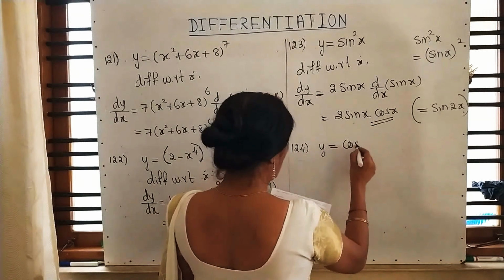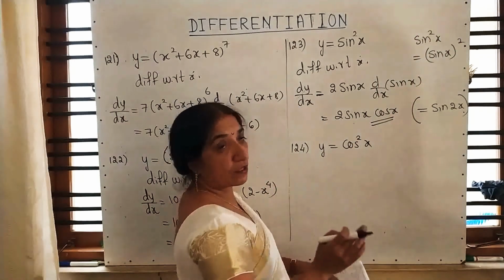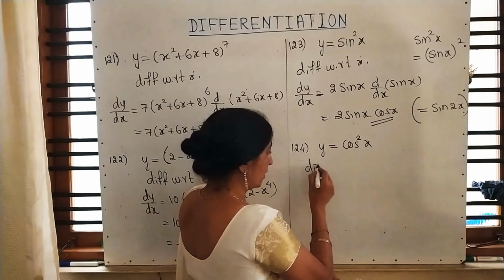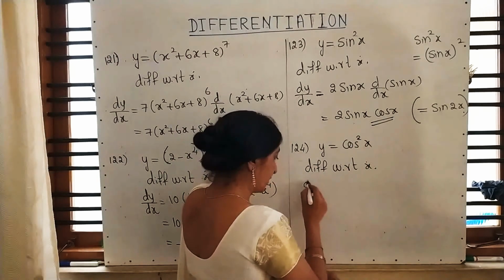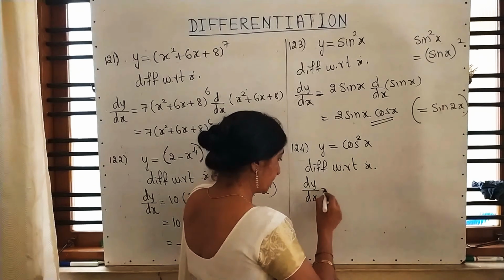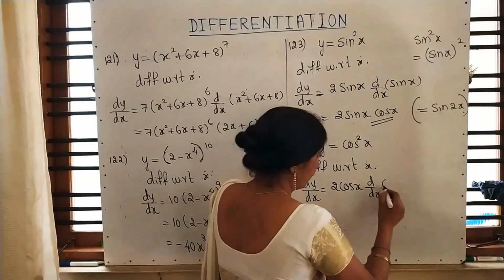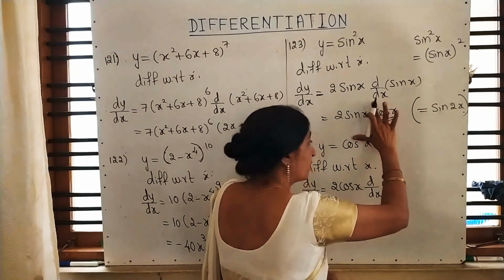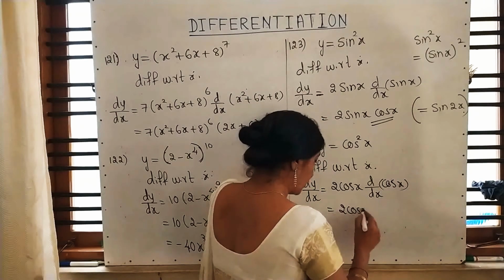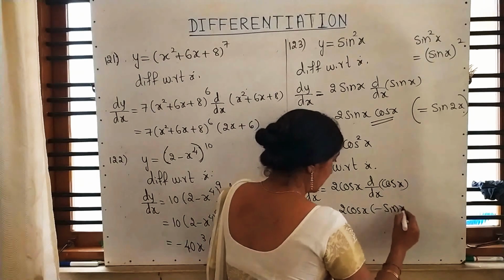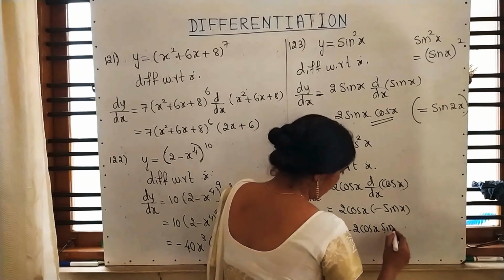y is equal to cos square. As I explained here, cos square x or cos x whole square, both are similar. That means first we have to differentiate the power. 2 cos x into differentiation of, when you close the power, cos x is remaining, and differentiation of cos x will be what? Minus sin x. So it is minus 2 cos x into sin x.